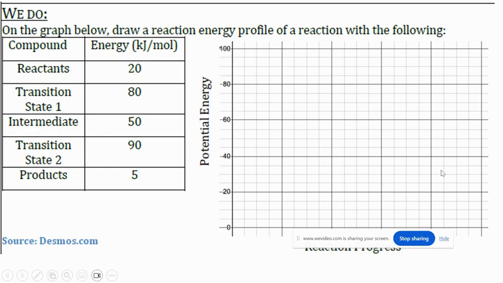All right. So here we've got an energy profile. Our reactants are starting at 20. We have a transition state here at 80. And it doesn't matter on the x-axis where these are, as long as the next one's further to the right of the previous one. Intermediate is at 50. And I usually draw my dots in, and then I go back and connect everything. And then down here at 5.